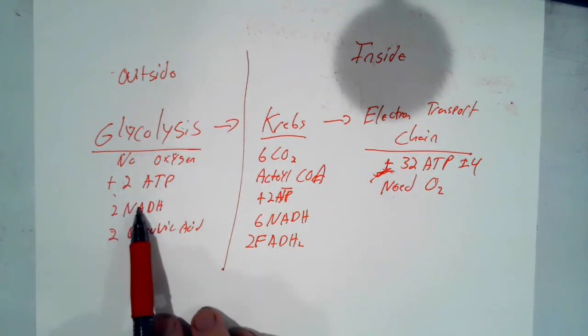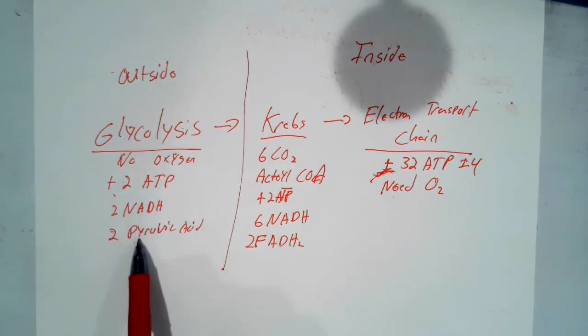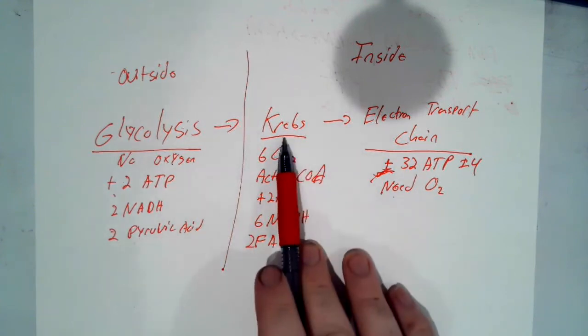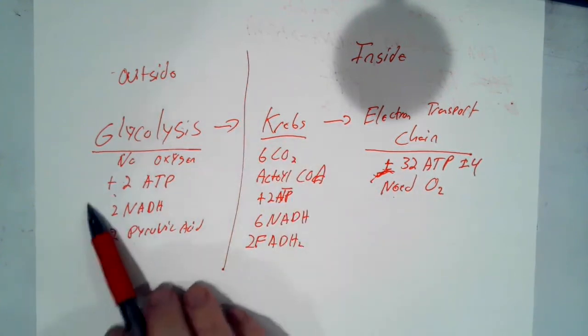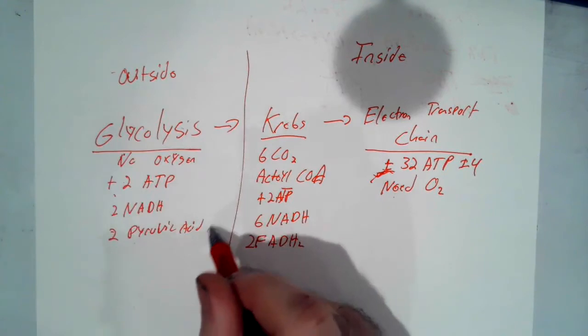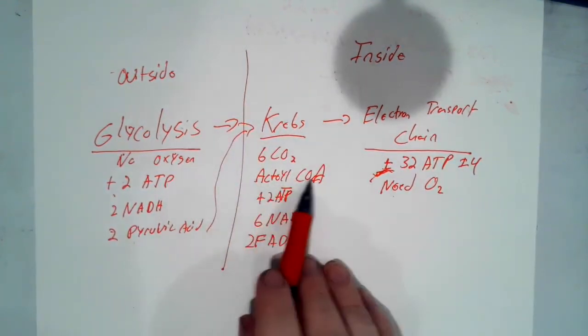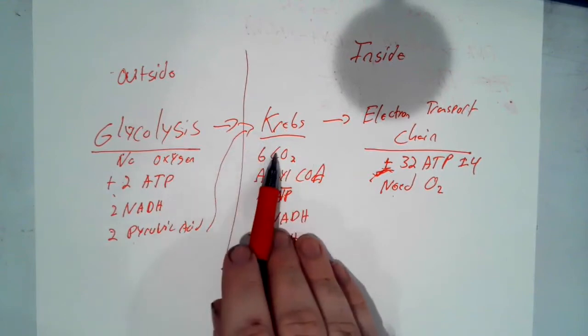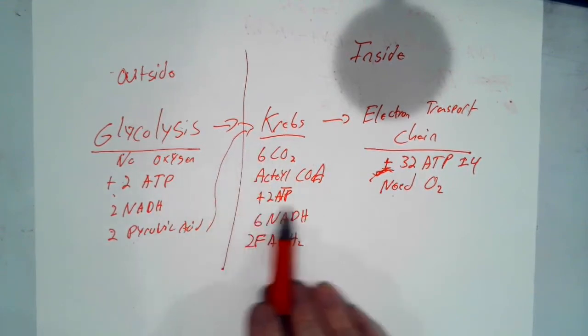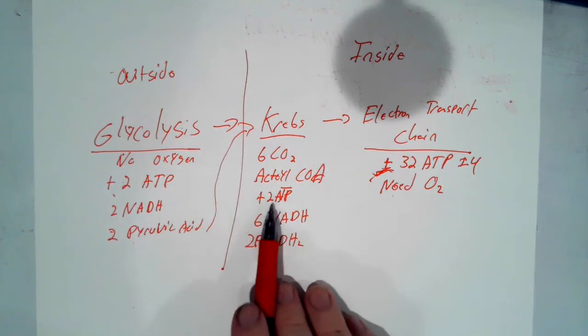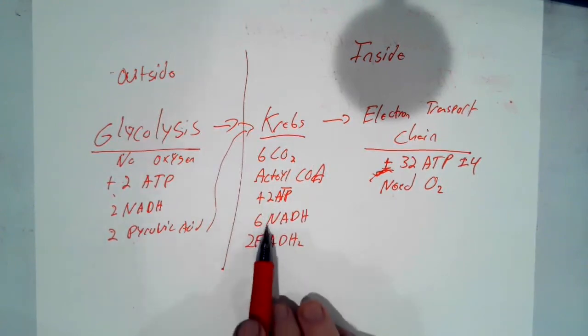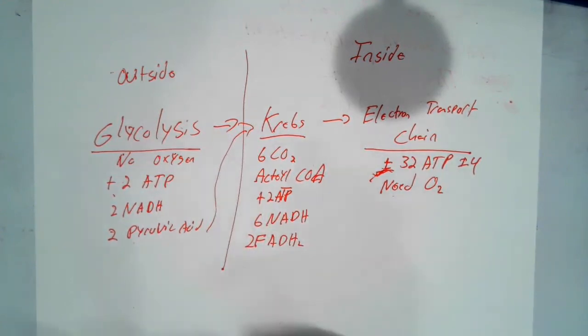NAD turns into NADH, and then you make 2 pyruvate from there. And you would then, the 2 pyruvate, that's what goes to the Krebs cycle to be turned into acetyl coenzyme A, and that costs carbon dioxide. In the process of turning the Krebs cycle, we make 2 ATPs, 6 NADHs, FADH2s, and so on.